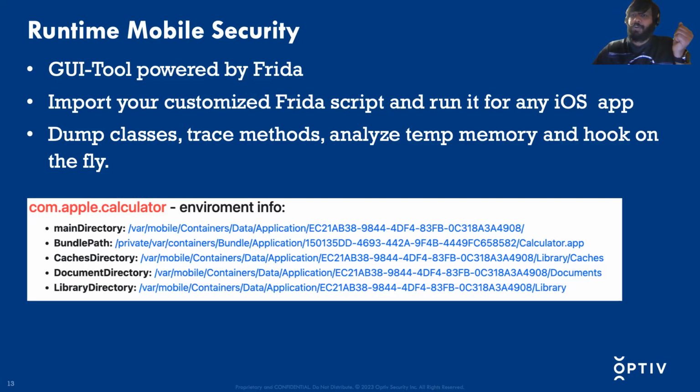Also, Runtime Mobile Security provides you the list of directories: main directory, bundle path, cache, document, and library directories for the application. Underneath this, I have also posted a screenshot where I have hooked the calculator app from my iPhone, and there are 5 different directories that it points to, where it stores the cache, document, library, and main directory for the calculator app.